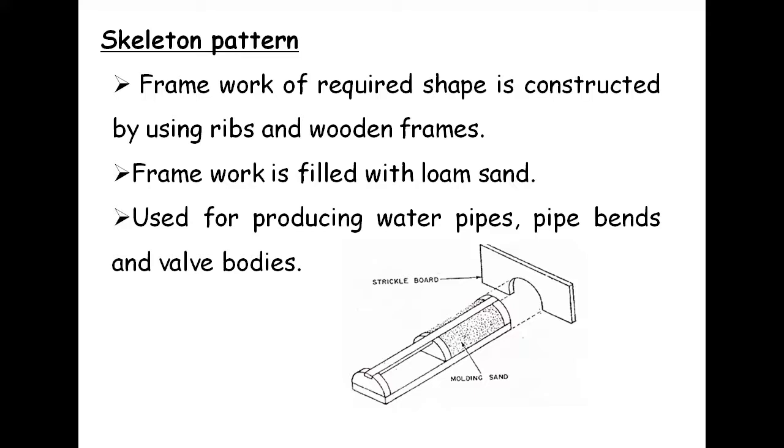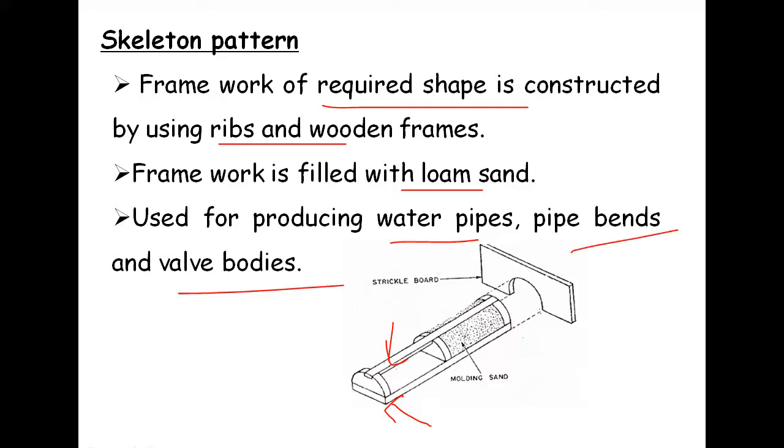Skeleton pattern. Here a framework of the required shape is constructed using ribs and wooden frames. The framework is filled with loam sand. Loam sand is sand with 50% clay. Already we discussed various types of sand: green sand, dry sand, parting sand, facing sand, loam sand, and coarse sand. It is used for producing water pipes, pipe bends, and valve bodies.